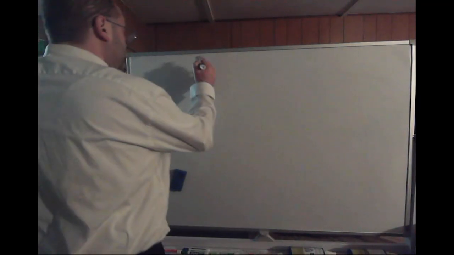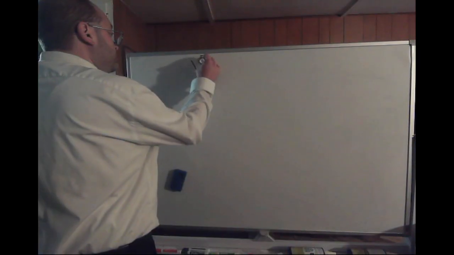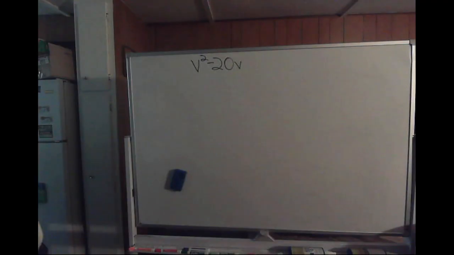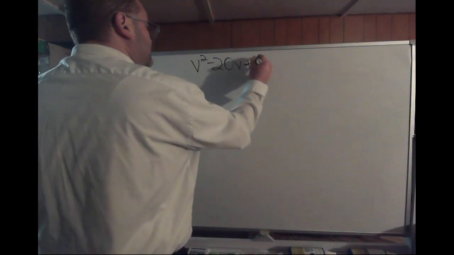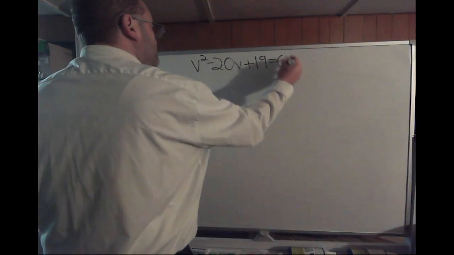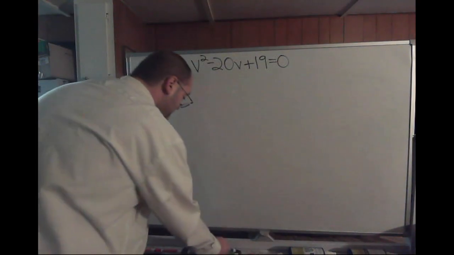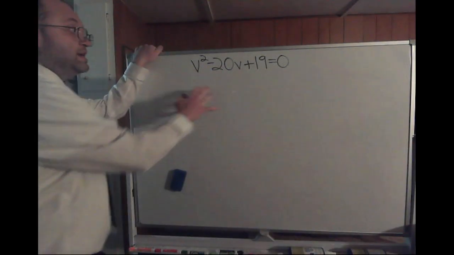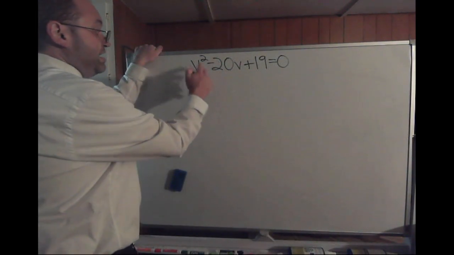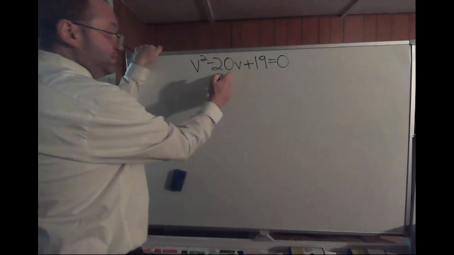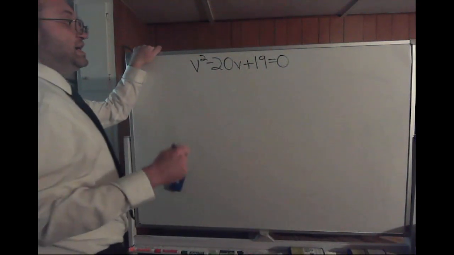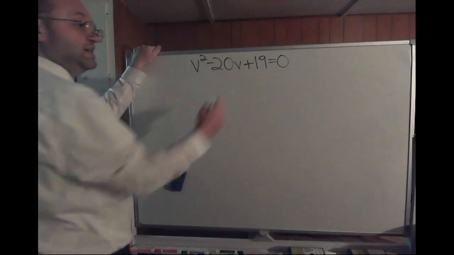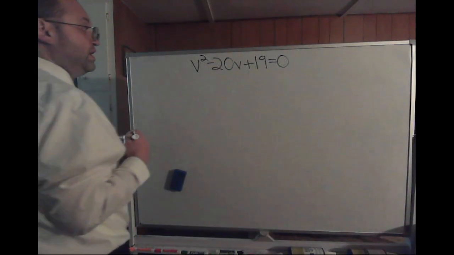Alright, let's see. We have v squared minus 20v plus 19 equals 0. So this is a little bit different. This is different because now you have it like a classic quadratic equation where you have your v to the second, your v to the first, and your constant term all on one side. If you have a constant term on the left-hand side, you need to get it out of there and get it on the right-hand side.